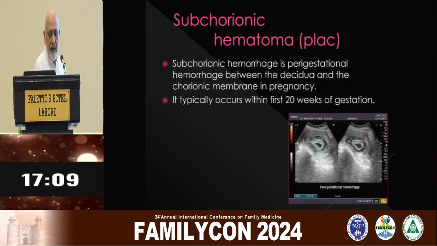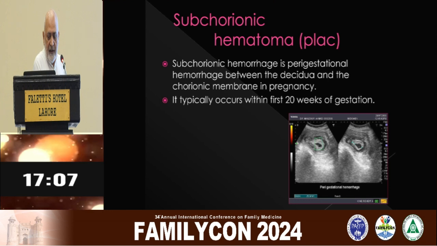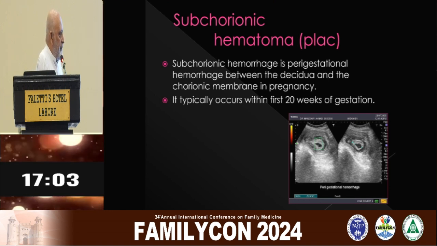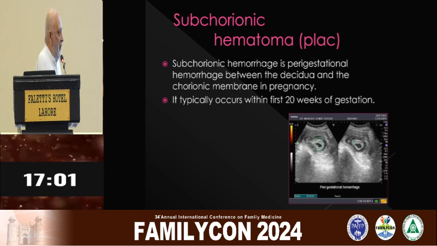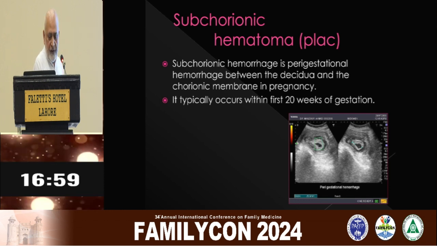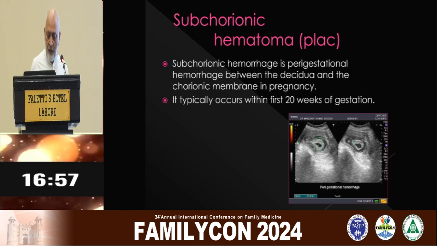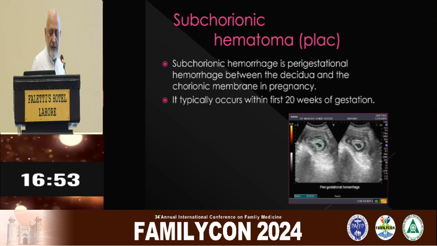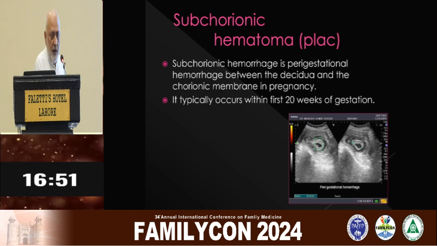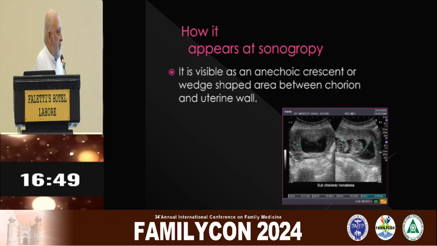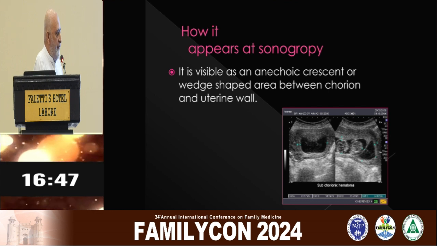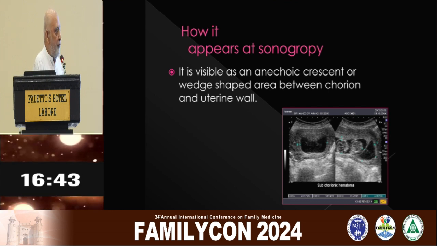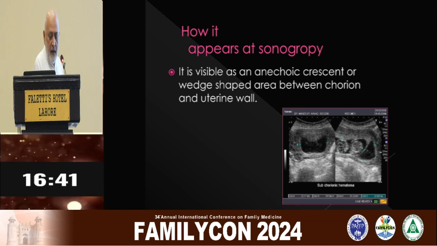First is the subchorionic hematoma, which is a perigestational hemorrhage between the endometrium of pregnancy, that is the decidua, and the wall of the uterus. You will see that hematoma or anechoic area around the gestational sac in these pictures. And we have to see how much it is. If it is less than 60 ml, the prognostic value is good. If it is more than that, it is abnormal.